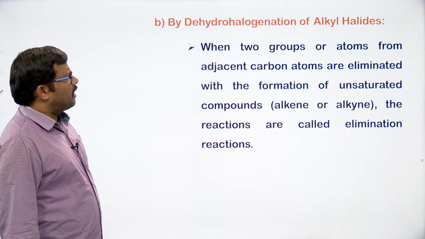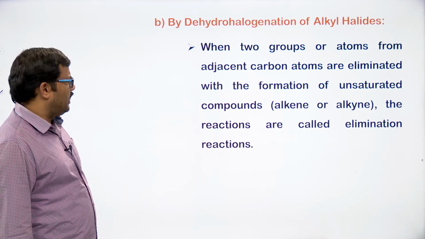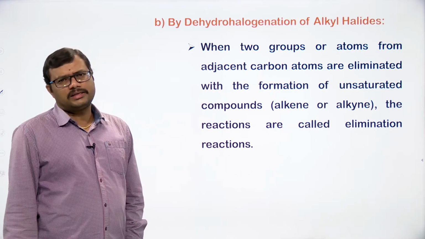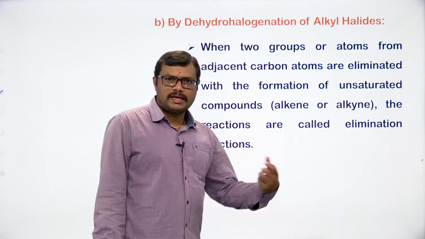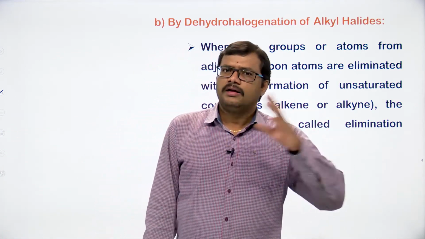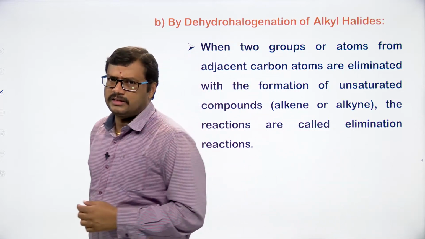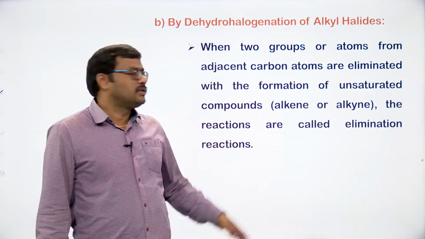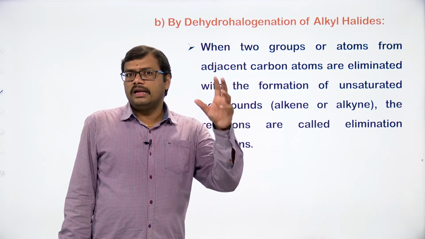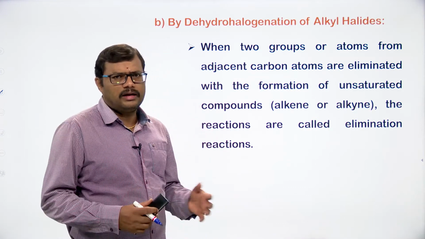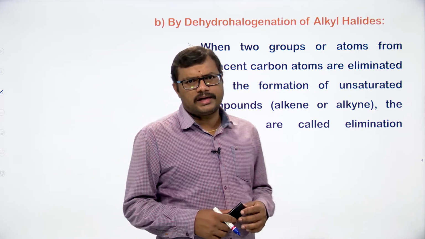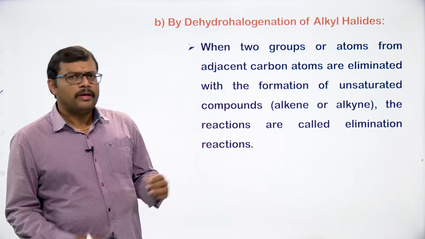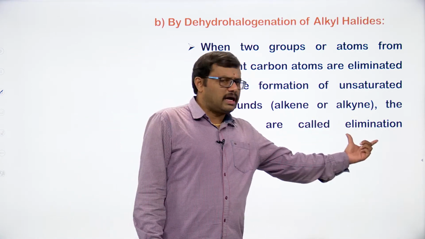When 2 groups or atoms from adjacent carbon atoms are eliminated with the formation of an unsaturated compound, maybe an alkene or alkyne, those reactions are called elimination reactions. So what is happening here? Halogen is eliminated, hydrogen is eliminated. In the previous case, dehydration of alcohols, water is eliminated. So elimination is taking place, and therefore these reactions are said to be elimination reactions.